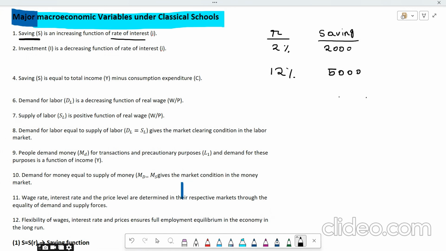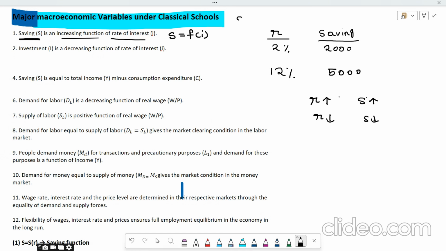So as the rate of interest R rises, savings also rise. If R is falling, savings will also fall. So it is an increasing function. Increasing function means that as R increases, savings will also increase. So savings is an increasing function of interest.